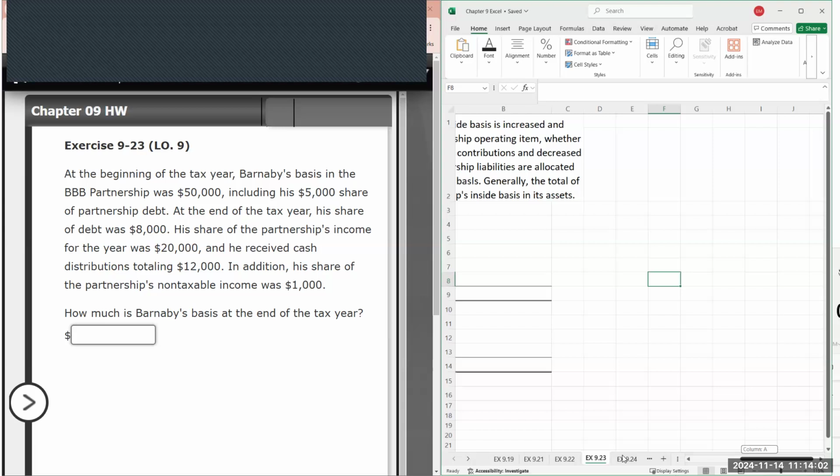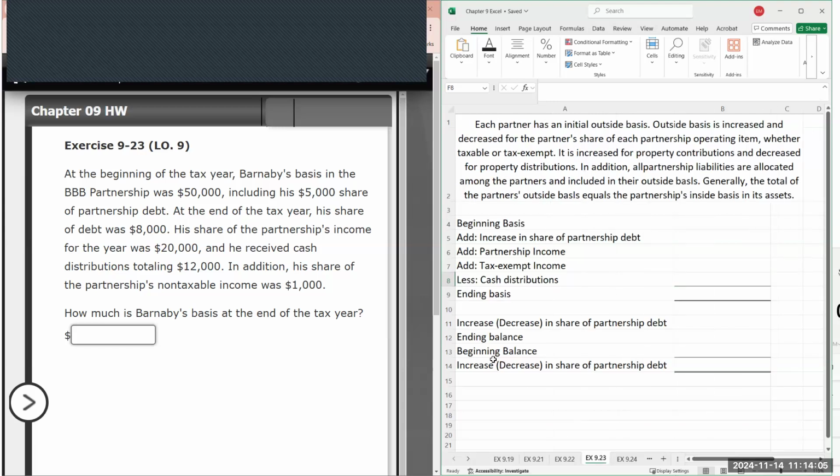Here it asks, how much is Barnaby's basis at the end of the tax year? At the beginning of the tax year, Barnaby's basis in the BBB partnership was $50,000, including his $5,000 share of partnership debt. At the end of the tax year, his share of debt was $8,000. His share of the partnership income for the year was $20,000, and he received cash distributions totaling $12,000. In addition, his share of the partnership's non-taxable income was $1,000.